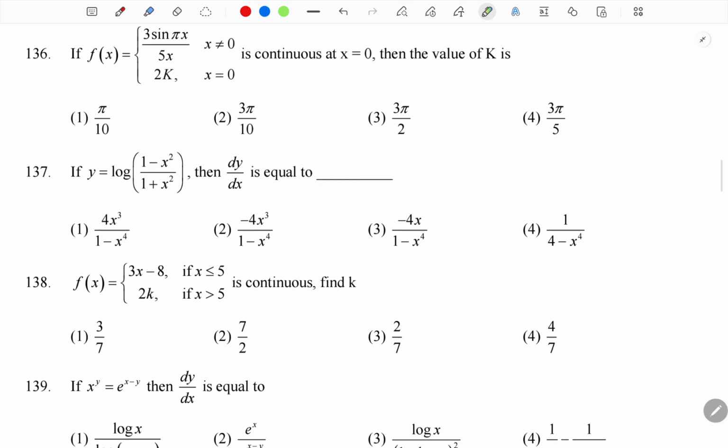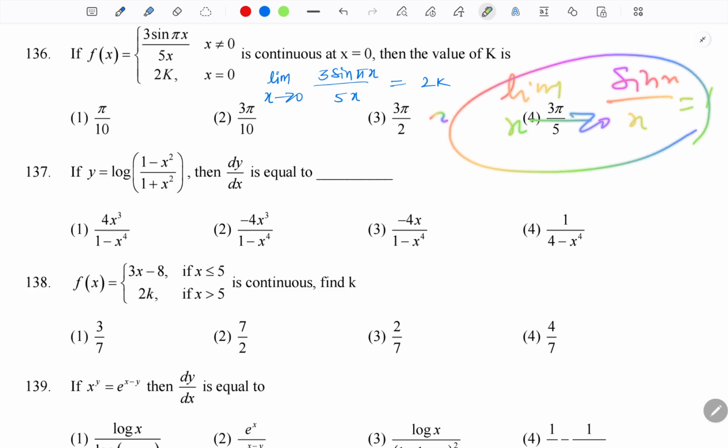What is the first step? Write the condition, then write down limit x tends to 0. What is f of x here? It is f of x at x equal to 0, 2k. It's f of a. Limit x tends to 0, 3 sine pi x by 5x equal to 2k, right? Here we know the sandwich theorem, right? What is the sandwich theorem? Limit x approaches 0, sine x by x goes to 1. If you are able to write this one, it is very easy.